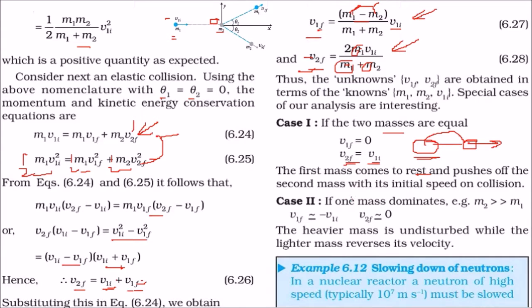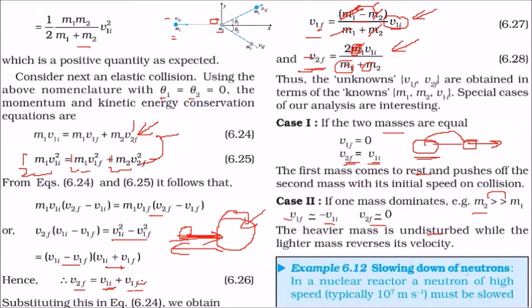The second situation is where one mass is dominating, say M2 is a very large value compared to M1. If you put it here, since M2 is very large, you can just ignore M1. So essentially V2F will be zero. This gets cancelled out and you get one V1I in the negative direction. So V1F is equivalent to minus V1I, and V2F is equivalent to zero. So the heavier mass is undisturbed while the lighter mass reverses its velocity. What it means is there is a lighter mass and a greater mass. It strikes it, this one has no change, but this one reverses. It comes like this and goes like this.